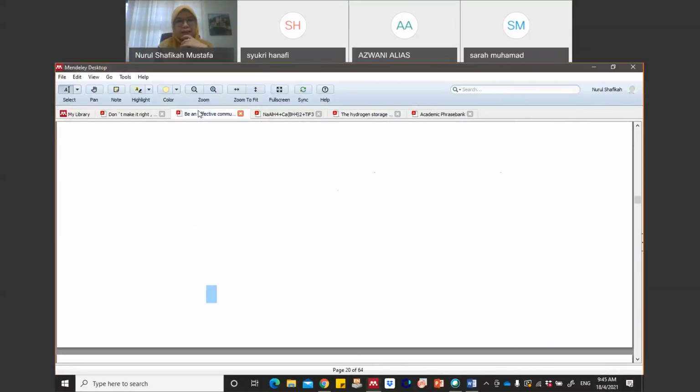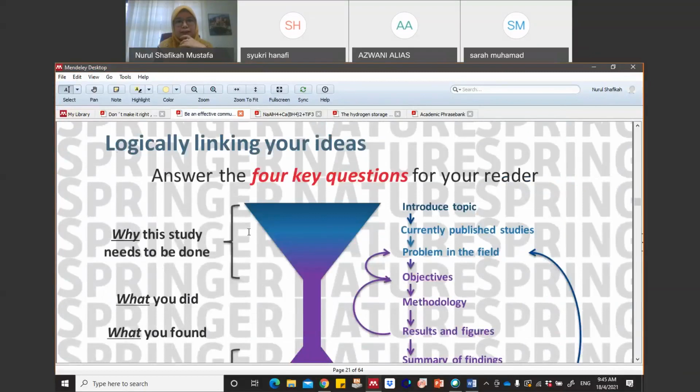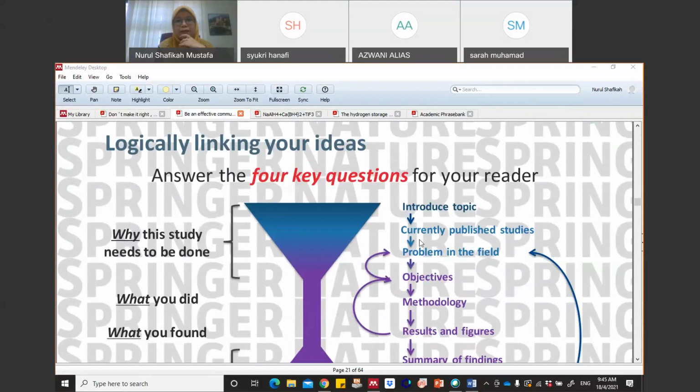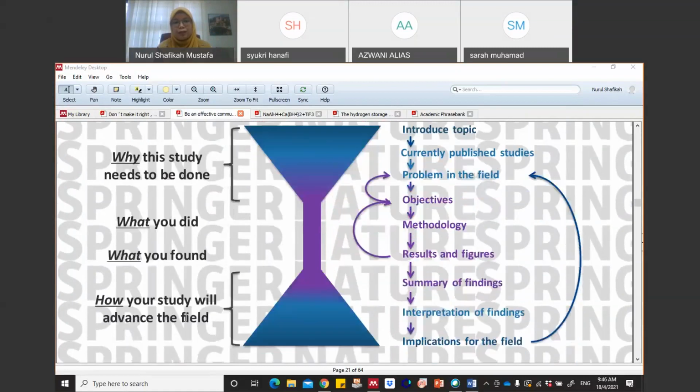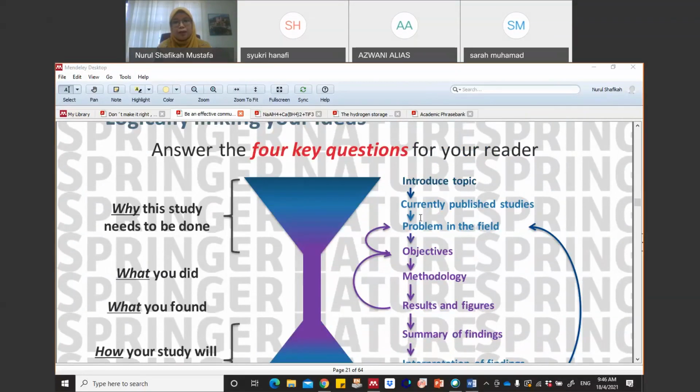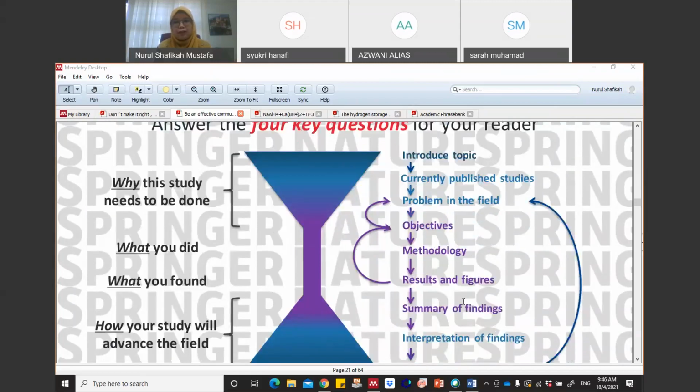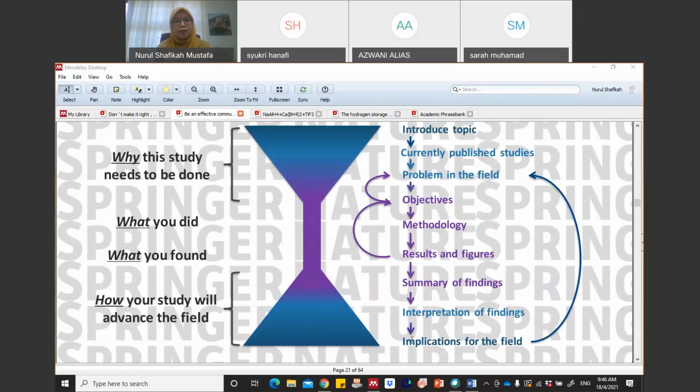Okay, next is about logically linking your ideas. That's why you answer the 4 key questions tadi tu. So dalam your manuscript tu, maksudnya you kena answer the 4 key questions for your reader. Yang tadi tu lah, why this study needs to be done, daripada introduction tadi. So inilah bentuk manuscript you should be. What you did, what you found, how your study will advance the field. So daripada sinilah you introduce the topic, currently published studies, what is the problem in the field, what is your objective, method, results and figures, summary, interpretation of findings and implication for the field. Implication for the field will relate back to the problem in the field.